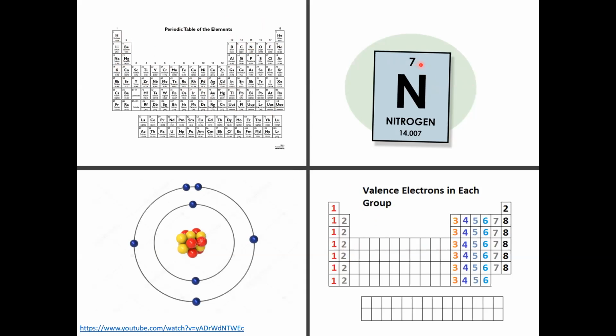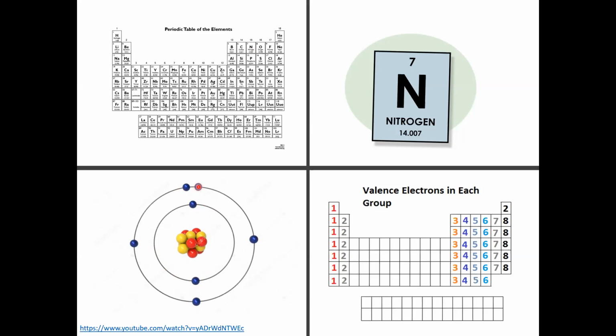So we know that the atomic number is 7. So nitrogen has 7 protons. So we would write 7p positive here because it has 7 protons. Protons are positive. Next, in a neutral state, it's going to have 7 electrons. So we would do 1, 2, our inner shell is satisfied. We move on to our outer shell, 3, 4, 5, 6, 7. So it has 7 electrons.